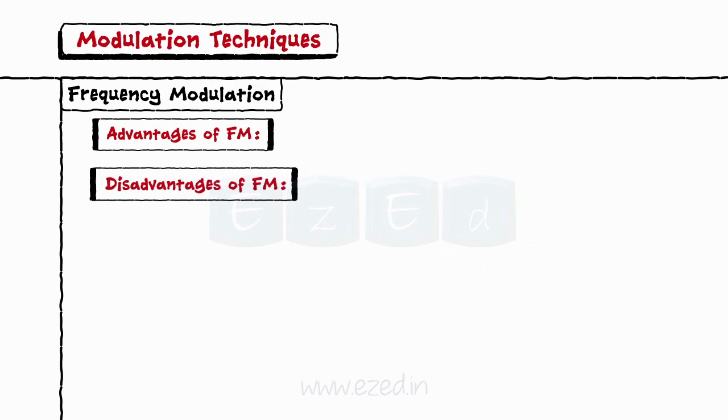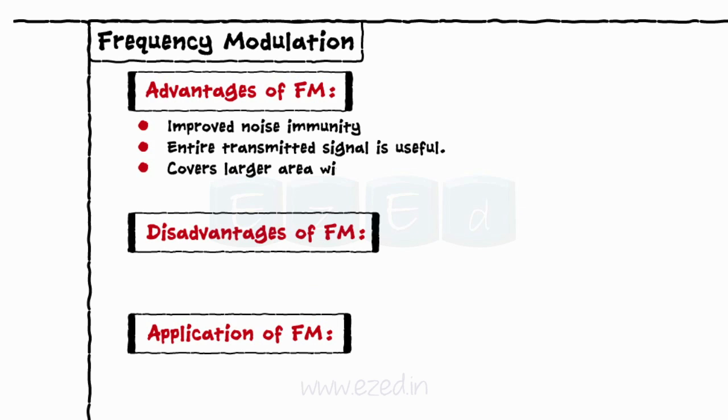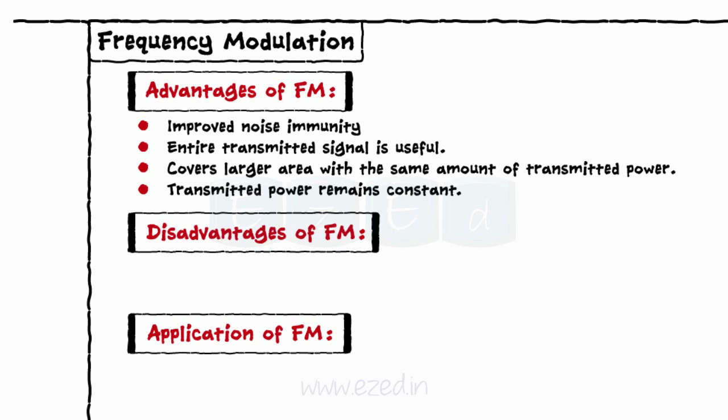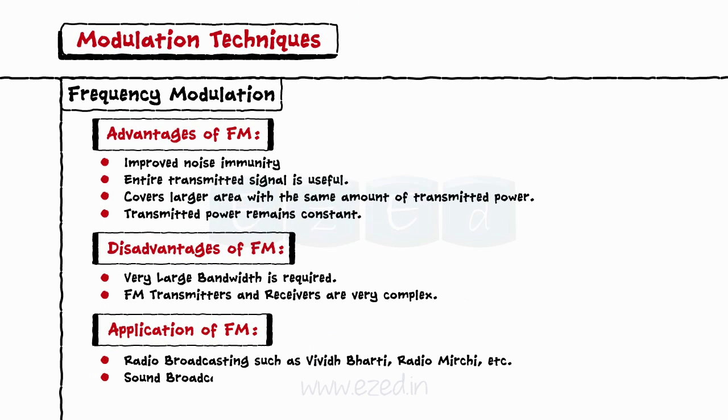The advantages, disadvantages and applications of frequency modulation are as follows. Advantages of frequency modulation: improved noise immunity. Entire transmitted signal is useful. Covers larger area with the same amount of transmitted power. Transmitted power remains constant. Disadvantages: very large bandwidth is required. FM transmitters and receivers are very complex. Applications of FM: radio broadcasting such as Vividh Bharati, Radio Mirchi, etc. Sound broadcasting and TV, satellite communication.